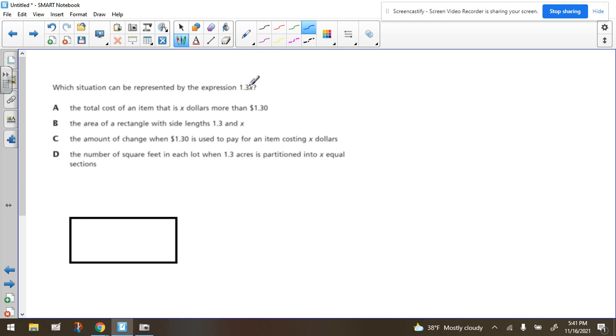Which situation can be represented by the expression 1 and 3/10 times x? So remember, this means multiply. So we want to pick something that would imply that we would be multiplying if we needed to actually figure it out. So let's look at choice A.